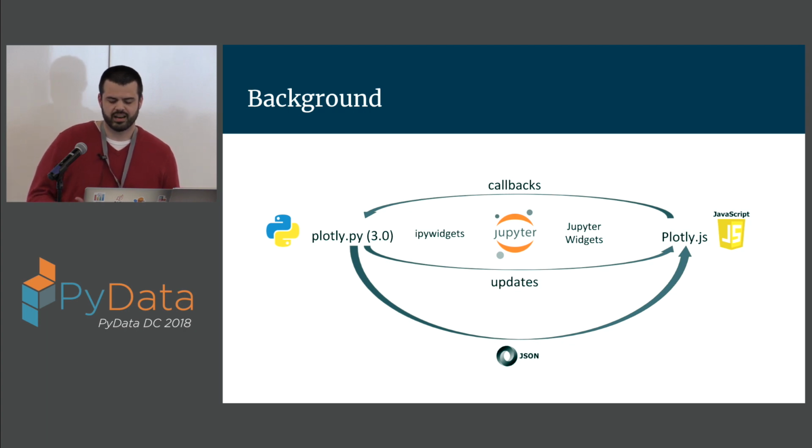So that's where the ipywidgets framework comes into play. So ipywidgets and the Jupyter widgets side on the front end provides a really powerful set of building blocks for supporting the two-way synchronization of properties between the Python backend and the JavaScript front end.